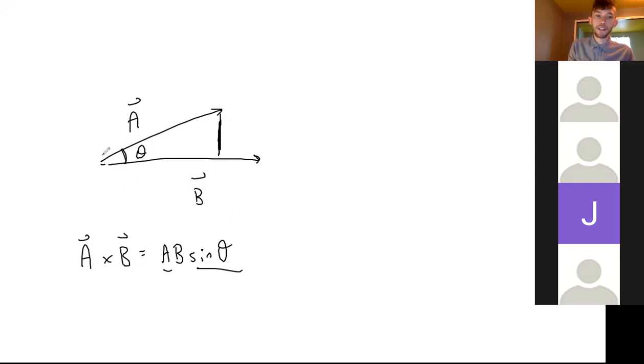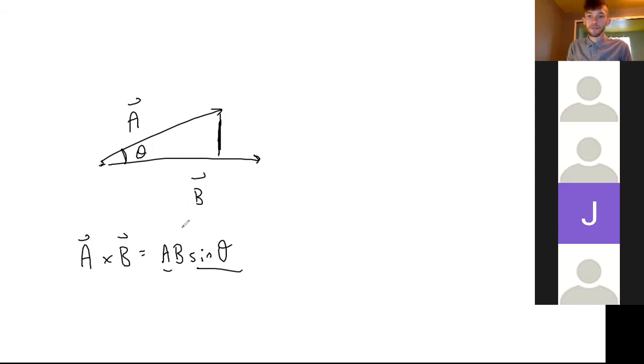This angle theta is always going to be the angle between the two vectors when you draw them tail to tail. And it's important to note now that your result here is a vector. This is vector multiplication. Sometimes we call the cross product a vector product.